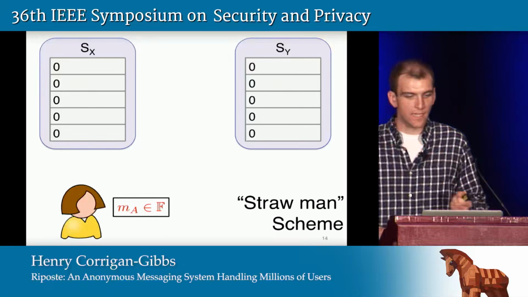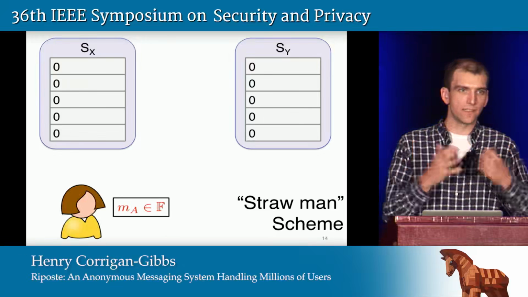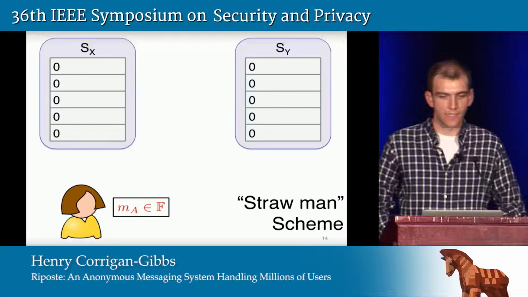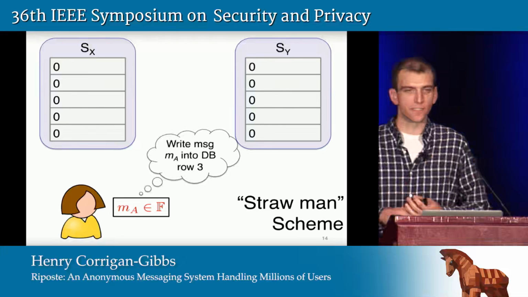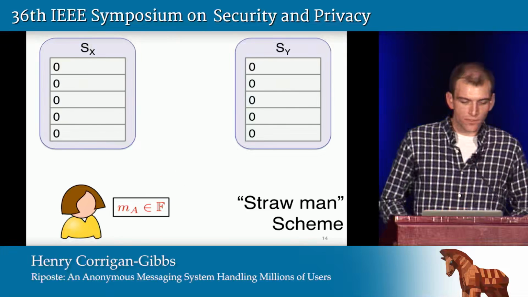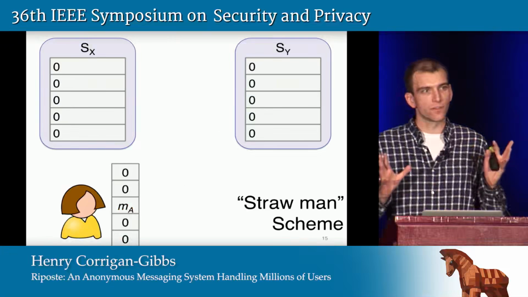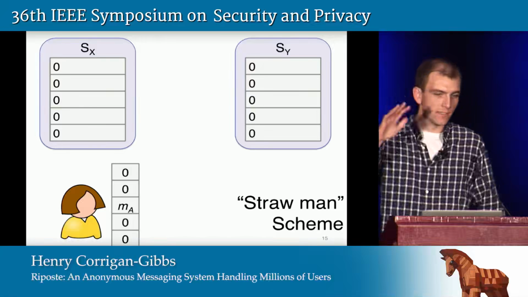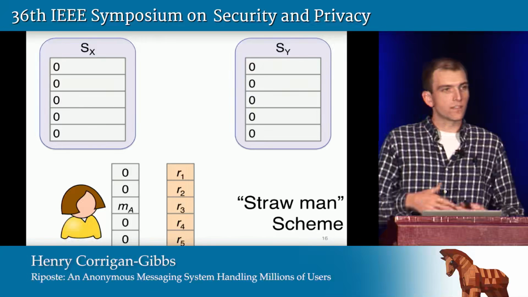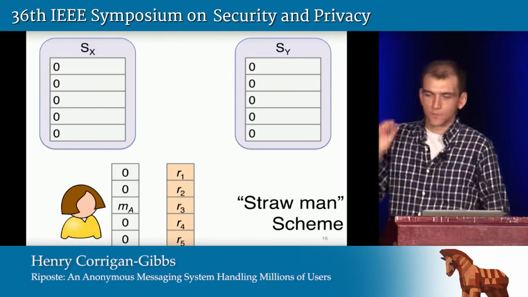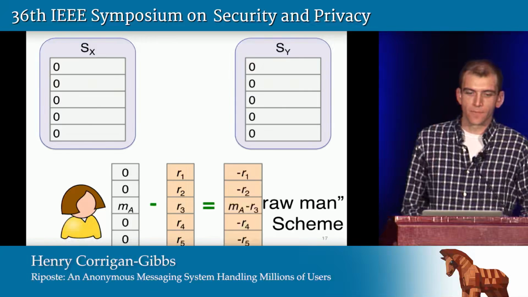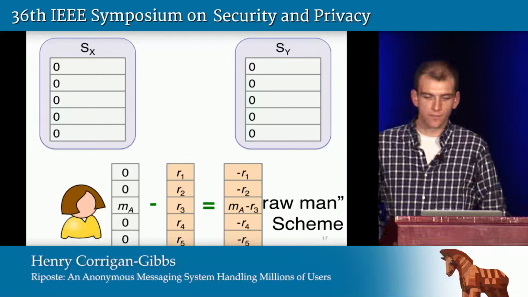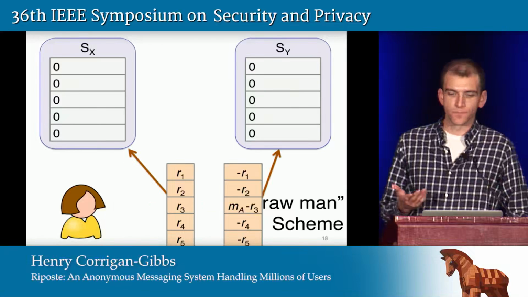Alice comes online, and she has some message that she wants to write into the database without leaking where she's writing. So she has some message, say she wants to write it into the third slot here. What she'll do is she'll stick her message into a big vector of all zeros. And this vector is going to be as large as the database is. So it's a big vector. And she generates a big vector of random blinding values, again, as large as the database is. And then she just takes the difference of these two vectors and sends one vector to each server.